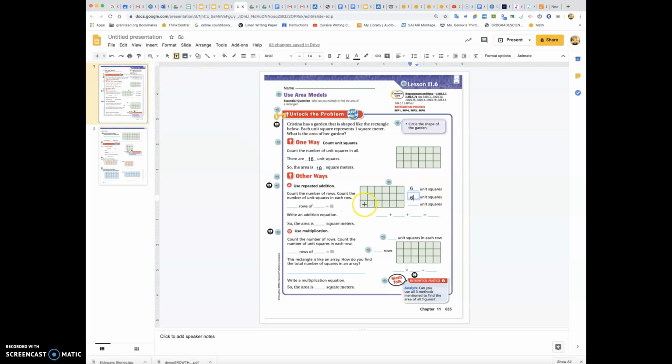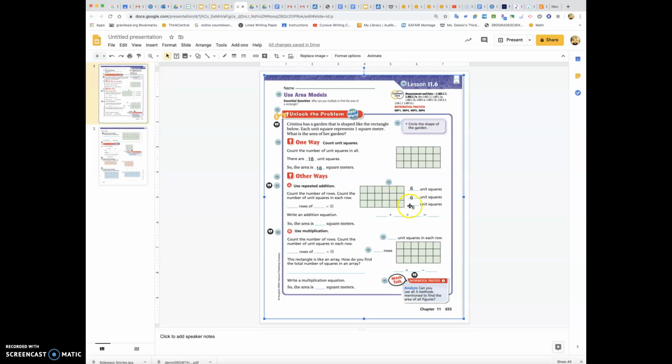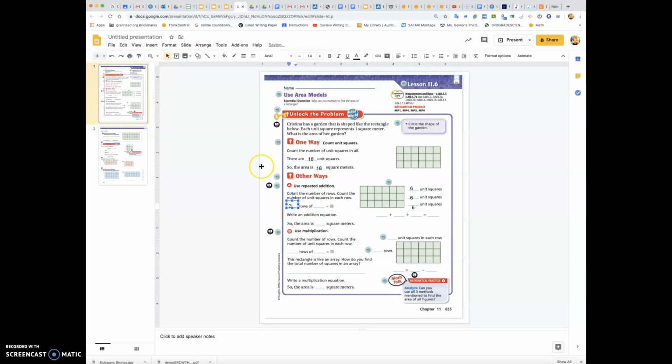I do the bottom row. 1, 2, 3, 4, 5, 6 again. So this one also has 6. Now, because they're all the same, repeated addition, we are going to write here 3. I have 3 rows of how many are in each row? There's 6. So I have 3 rows of 6. So that ends up being the top row, and you should be writing this on your paper, 6 plus the middle row, which is also 6.